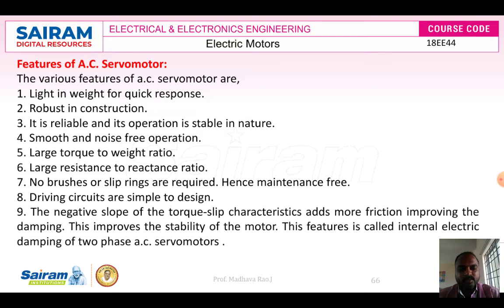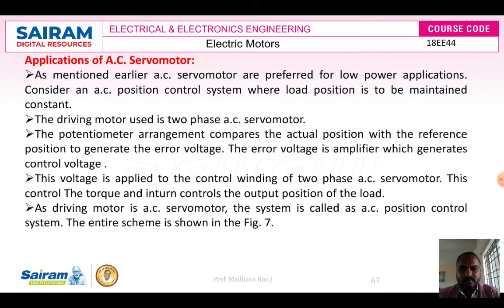Servo motors are mainly used in low range applications. They are not used for high range applications. Now, coming to the applications of a servo motor. As mentioned in the previous video, servo motors are preferred for low power applications, since they consist of two windings, control winding and reference winding. Consider an AC position control system where the load position is to be maintained constant.